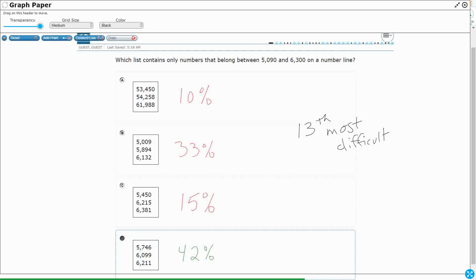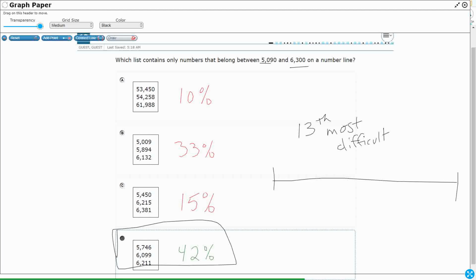So this was the 13th most difficult. You see that we couldn't even get 50% of our students getting it correct, only 42%. Students most likely needed to draw some type of number line. They needed a visual because just trying to eyeball these two numbers and trying to find whether greater than or less than is going to be very difficult.